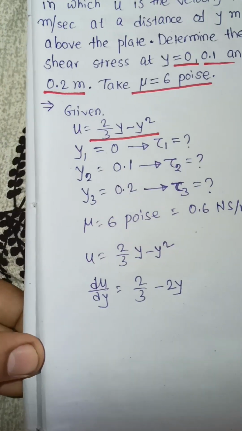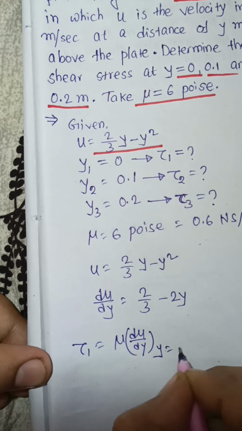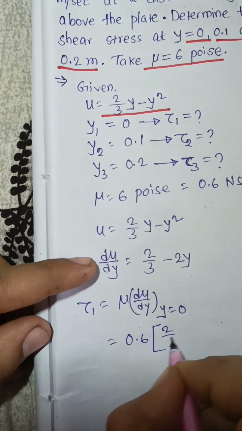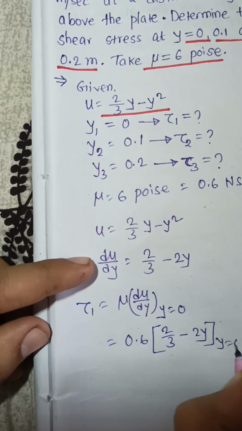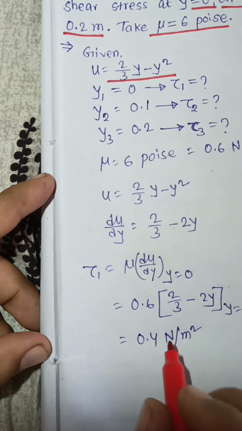Now if you want to calculate the value of tau 1, that is equal to mu into du by dy at y equal to 0. So tau 1, what is the value of mu? That is 0.6 into du by dy at y equal to 0, 2 by 3 minus 2y at y equal to 0. So if you put the value here, the answer will be 0.4 Newton per meter square. So this will be one answer.